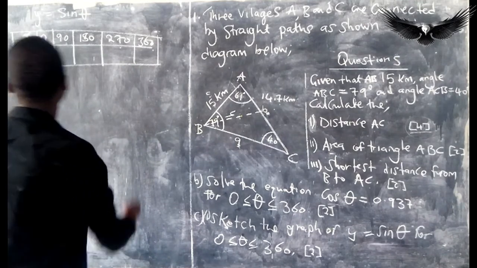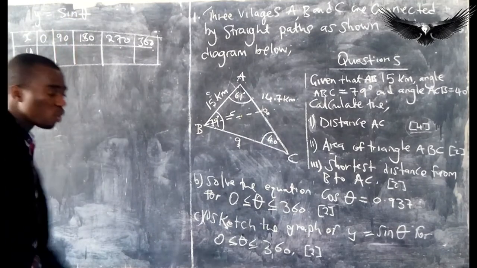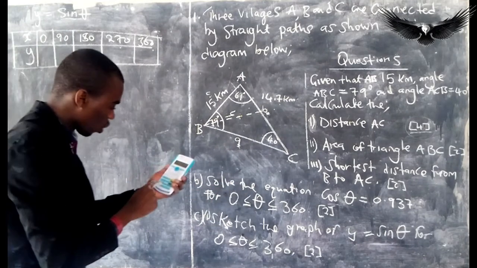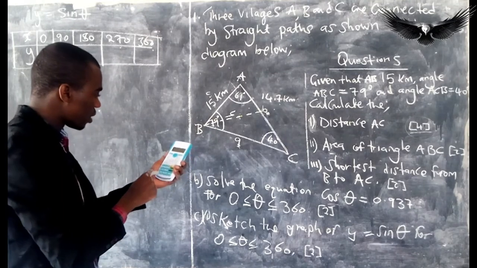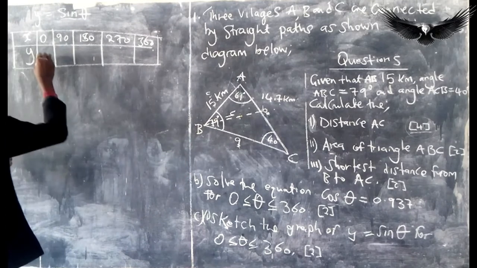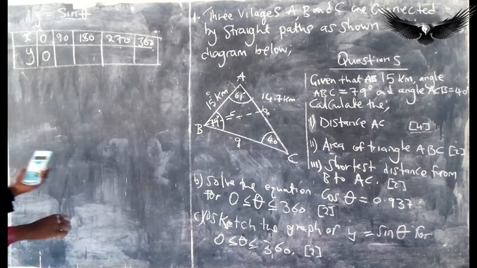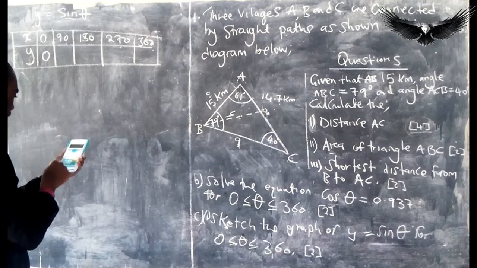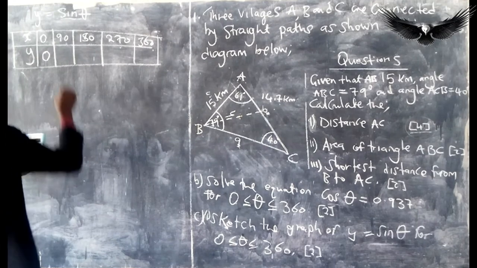Revolution. So since you are dealing with sine theta, you begin to punch on your calculator now. You start with sine 0. So when you punch there, sine 0 is equal to 0. Then you go to sine 90, which is equal to 1.